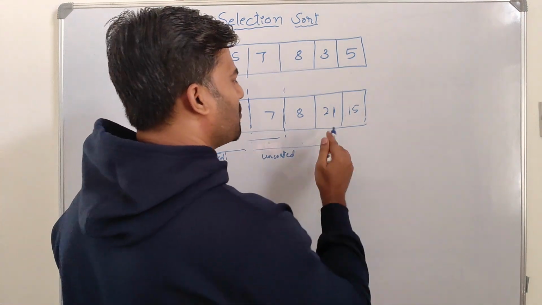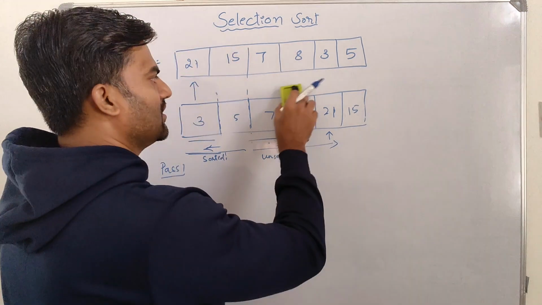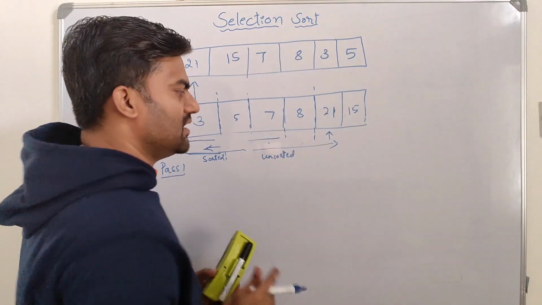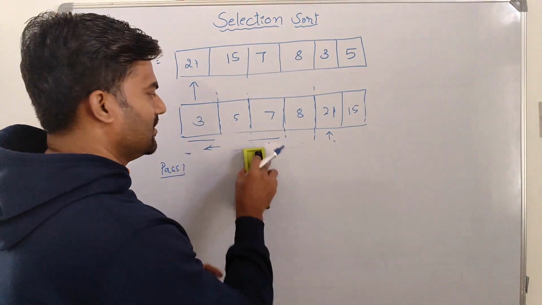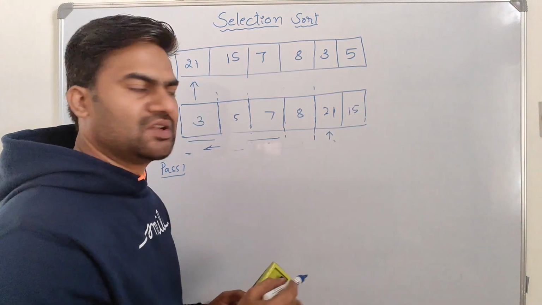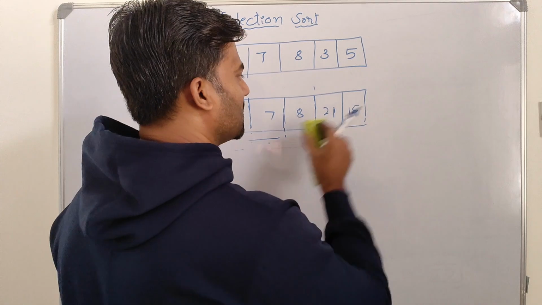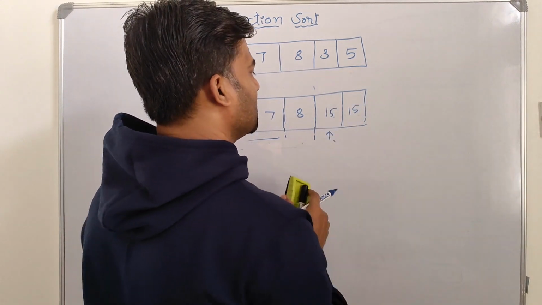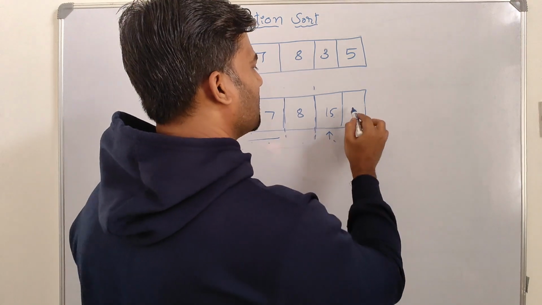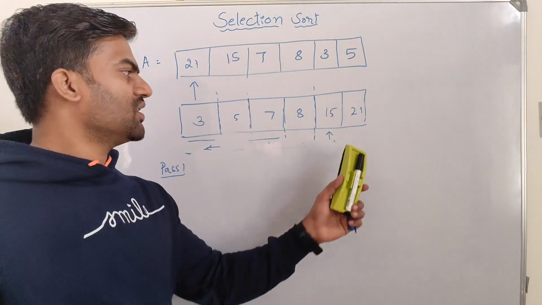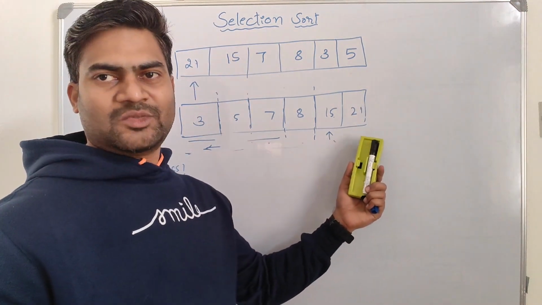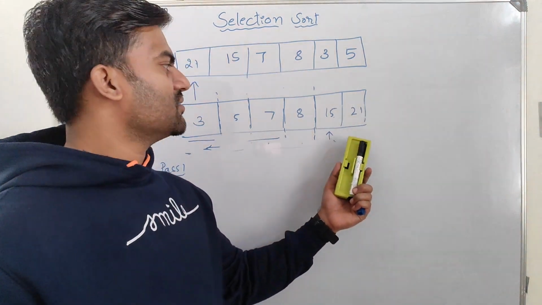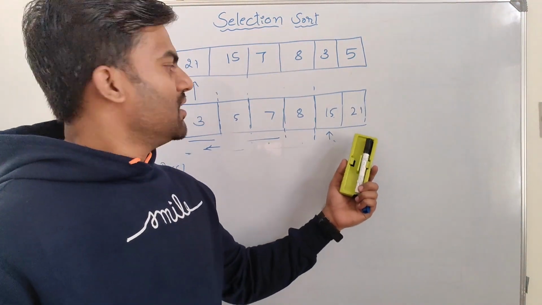I will move the pointer to the next index. Then till this it is sorted, and out of the remaining 2 elements this is smaller. So I will simply swap it. 15 comes and sits here, and 21 sits at the end. We don't need to sort this number because it is already in its correct position. So there is no need to sort this element.